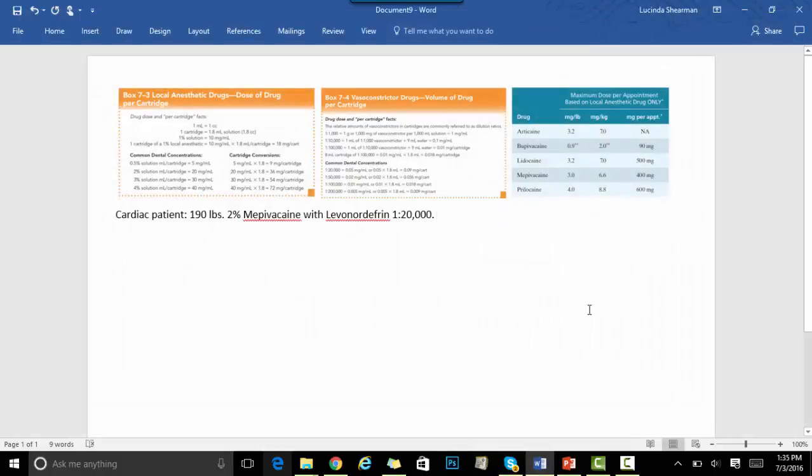One last example. Let's take a look at a cardiac patient. A cardiac patient weighs 190 pounds. You want to give them mepivacaine with levonordefrin 1 to 20,000. Now, the absolute MRD for mepivacaine is 400 milligrams. To calculate the MRD for this particular patient, we'll multiply their weight, 190 times 3, which will equal 570 milligrams of mepivacaine, which is what they can have.